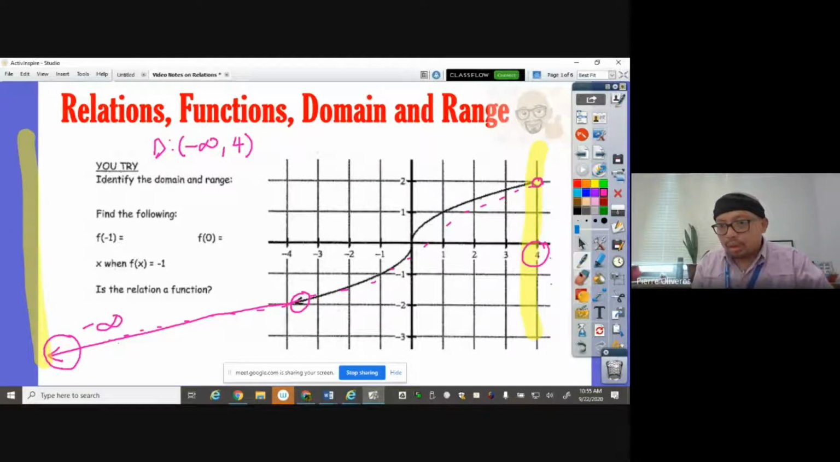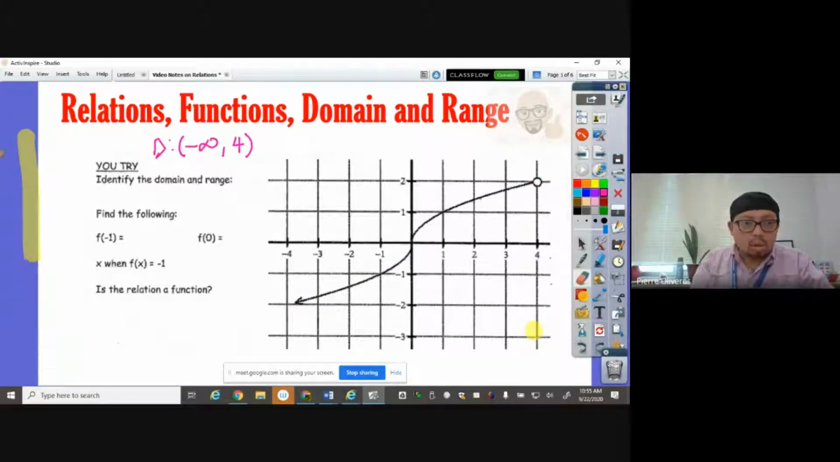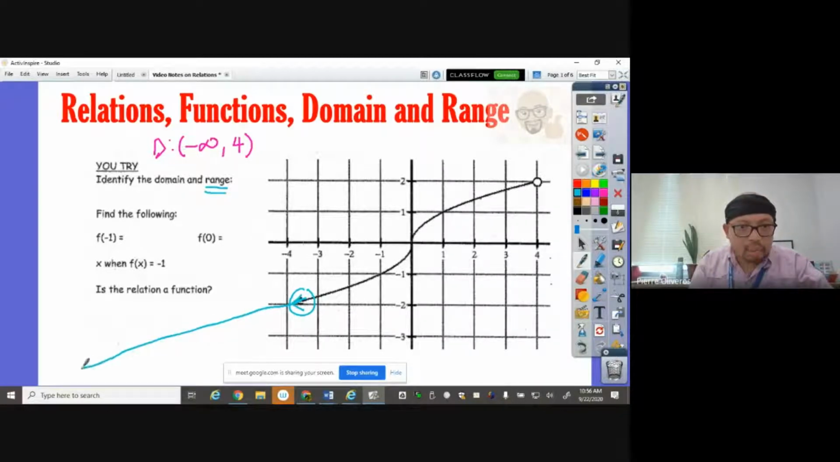Let's go now for the range. For the range here, we look at it from bottom to top. What's the lowest portion of the graph and what's the highest portion of the graph? Again, same thing. This arrowhead, again, we're looking at the range, which is from bottom to top. This is really going down. And if it's going down, that's going to the negative infinity of the y. And as you keep going up there, the highest point that it will reach is right here, this point here.